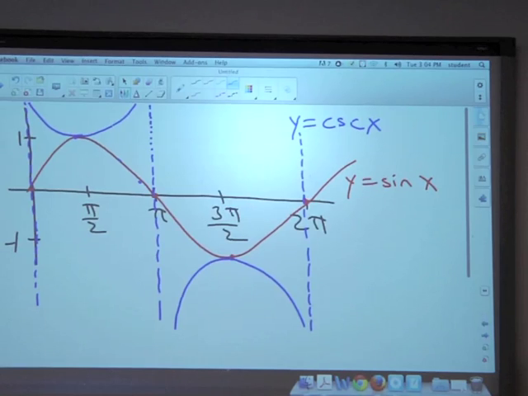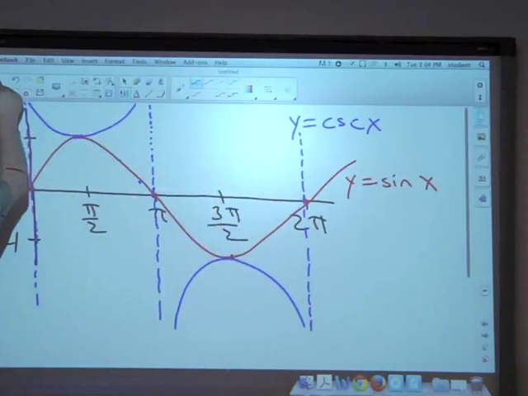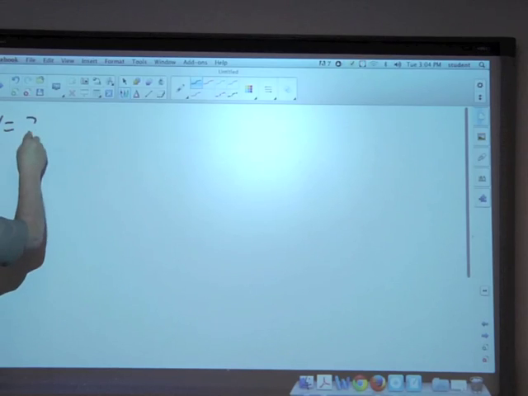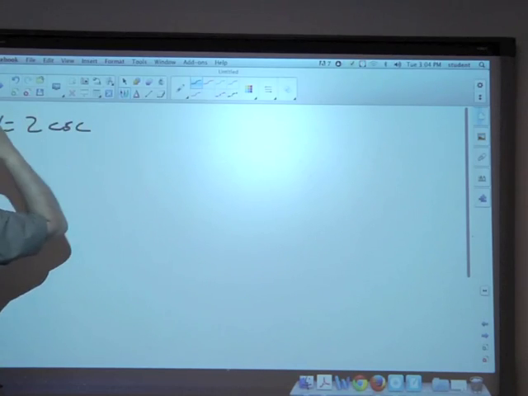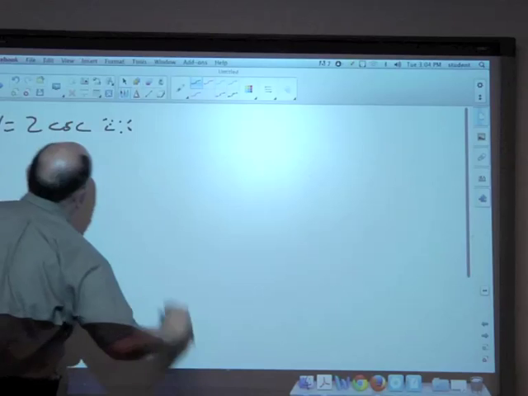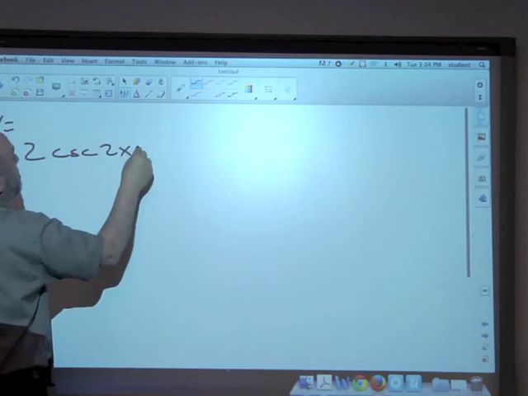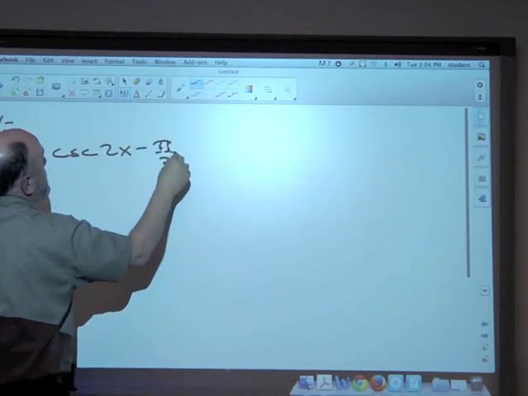So one method of graphing a cosecant graph is to first draw the corresponding sine wave. Once you know the sine wave, the cosecant graph is easy. So, for example, let's say I wanted to graph y equals 2 cosecant of 2x minus pi over 2.